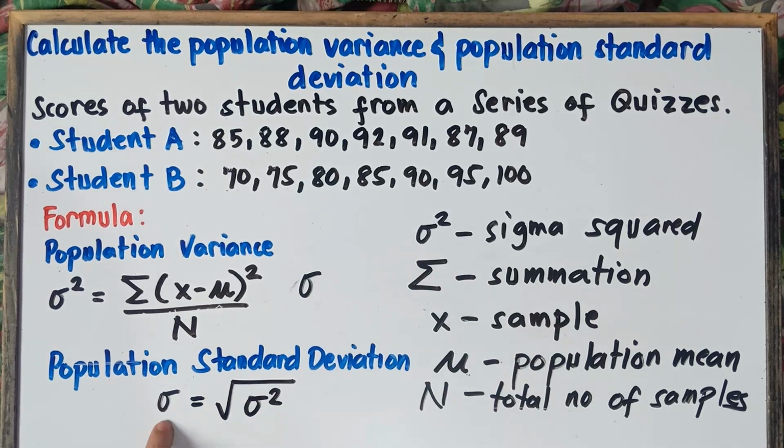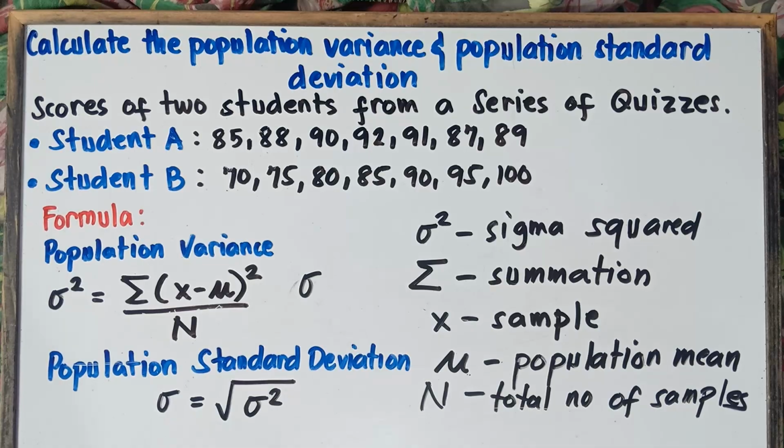Population standard deviation is equal to, of course, the square root of the population variance. Once you have your population variance, simply get the square root, and that would be your population standard deviation, class. Don't make things complicated, class.